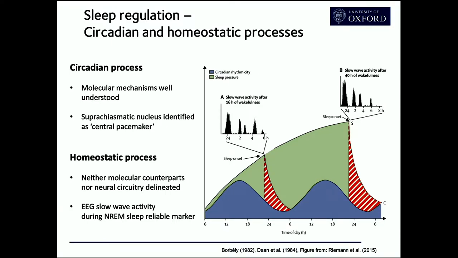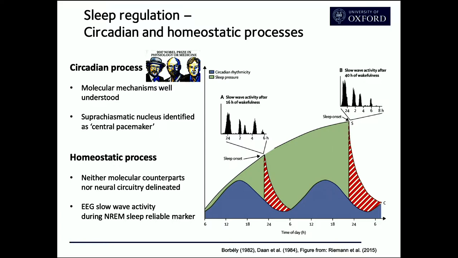What I want to emphasize is that we actually know a lot about the circadian process. So the molecular mechanisms are very well understood. And for these discoveries, as already mentioned, the 2017 Nobel Prize in Physiology and Medicine has been awarded. And in mammals, we know very well that the suprachiasmatic nucleus is the central pacemaker in the brain. However, about the homeostatic process, we neither really know the molecular counterparts nor the neural circuitry, at least in mammals. I think very recent fruit fly data actually shows that it is possible to delineate such circuits in invertebrates.